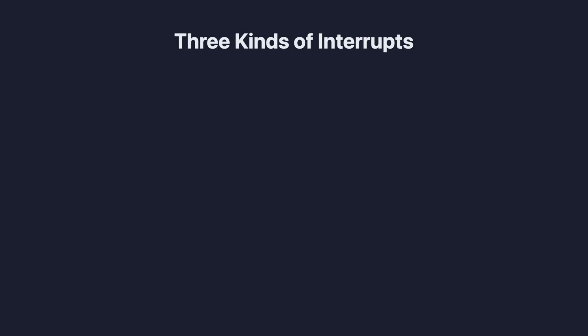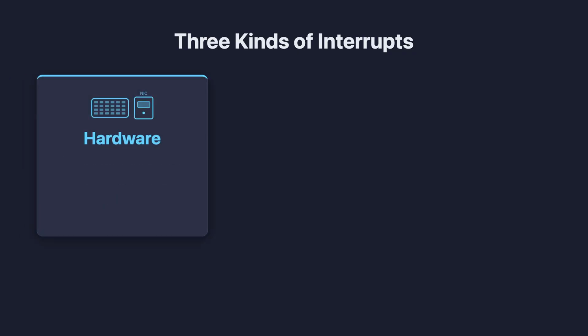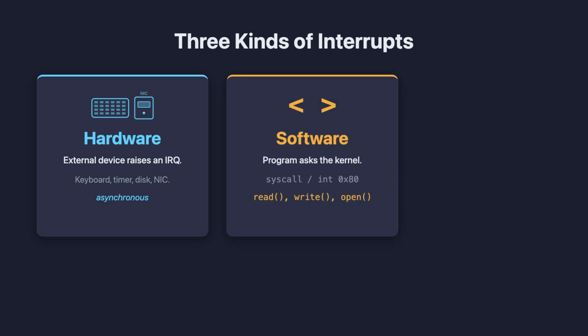So far we've been talking about hardware interrupts, but there are actually three kinds. First, hardware interrupts. An external device raises an IRQ. Keyboard, network card, disk, timer. Asynchronous, they happen whenever. Second, software interrupts. Your program deliberately triggers one, usually to ask the kernel for help. Every system call, read, write, open, is a software interrupt. The program executes a syscall or int instruction and jumps into the kernel on purpose.